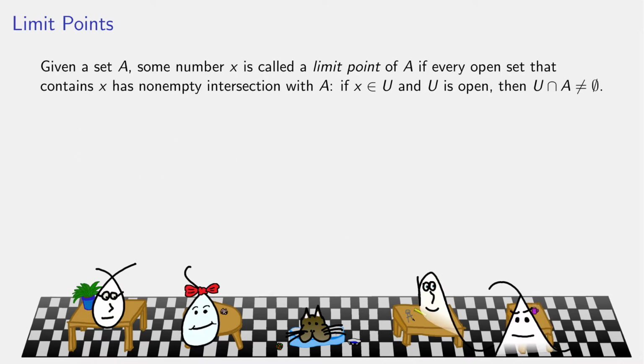And now a new definition, a limit point. Suppose we have a set A, some subset of the reals, and another number x, maybe it's in A, maybe it's not, that wasn't declared. We're going to call it a limit point of A if every open set containing x intersects with A non-trivially, non-empty. So if x is in an open set U, then that set U must intersect A.